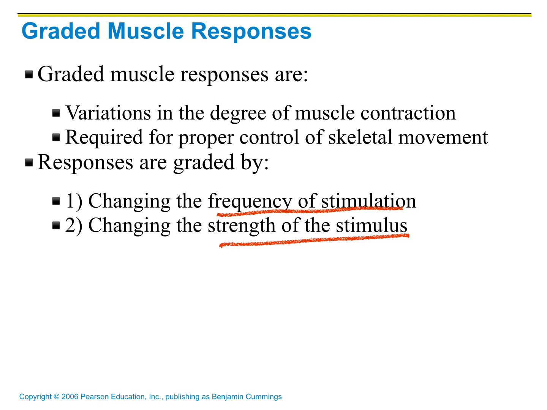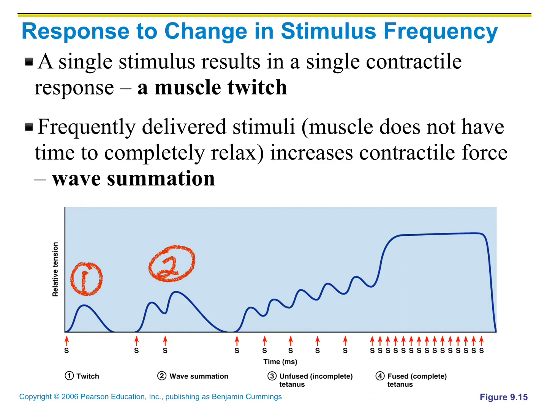Now, how do we do that? How do we change the muscle response? Well, we can change the frequency of the stimulation, or we can change the actual strength of the stimulus, and we're going to look at these a little more in depth. Now, what you see on this one is that we have a single stimulus, which we said was a muscle twitch. But if we send the stimulus more frequently, so before the muscle has time to completely relax, like in that very first one, okay, we're going to summate.